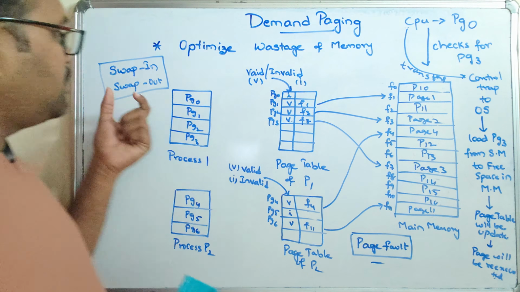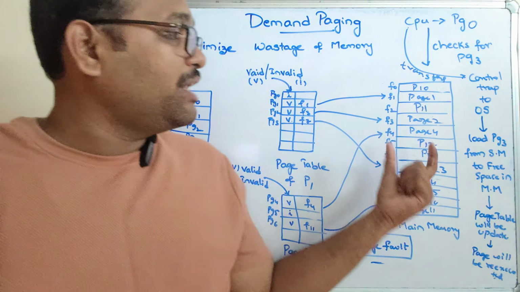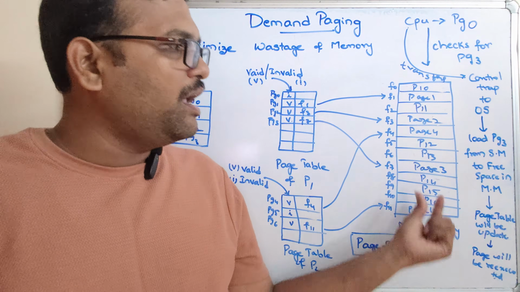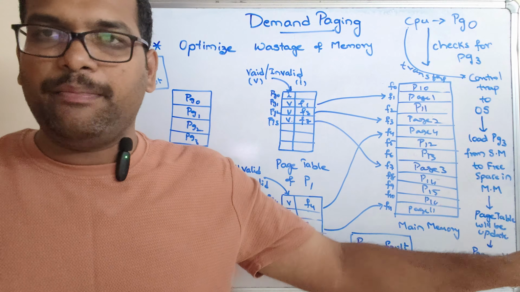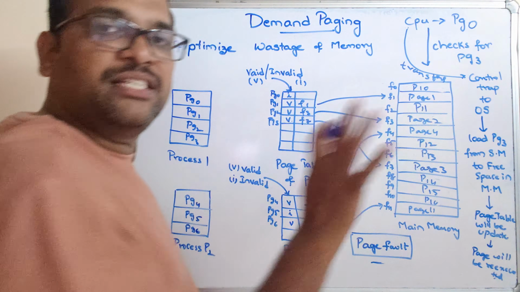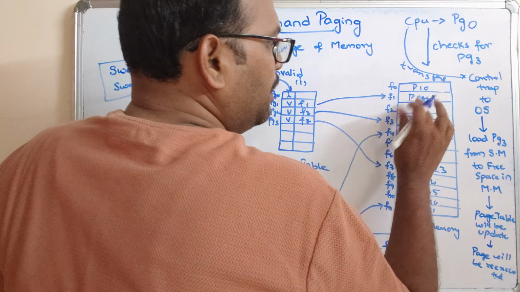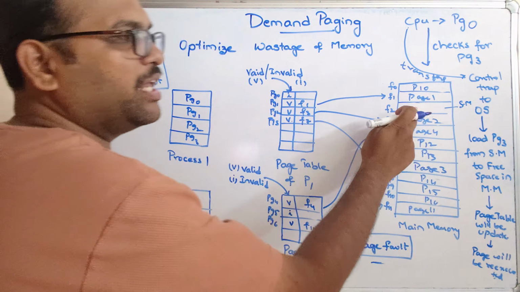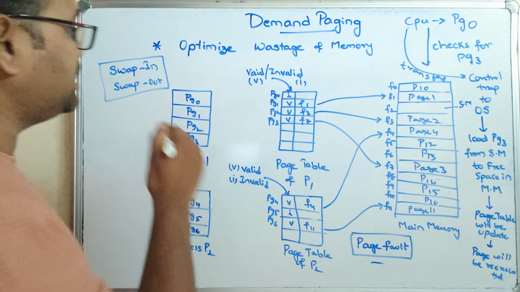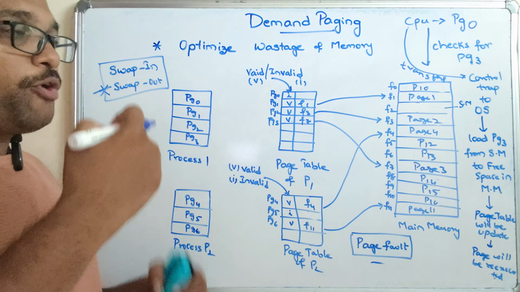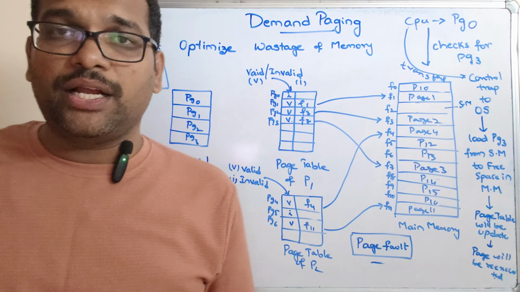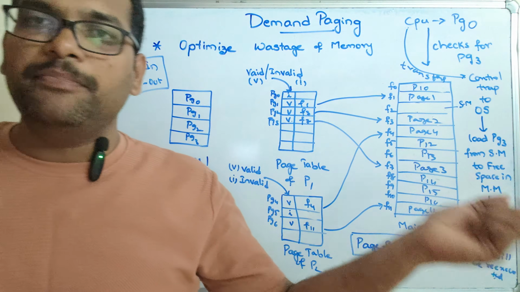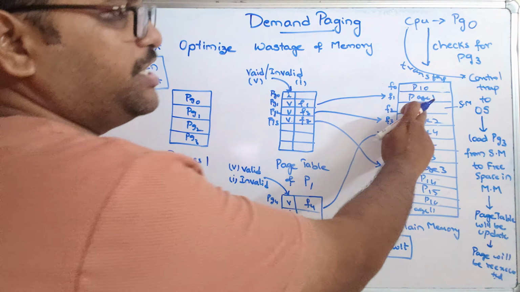First, swap out will be done. Swap out means whatever page completes its execution will be removed from the main memory and loaded back to the secondary memory. For example, page 11 completes its execution. So page 11 will be removed here and transferred to the secondary memory. Now there is a free space. So this process we call swap out: the page which completes its execution is moved back from the main memory to the secondary memory.